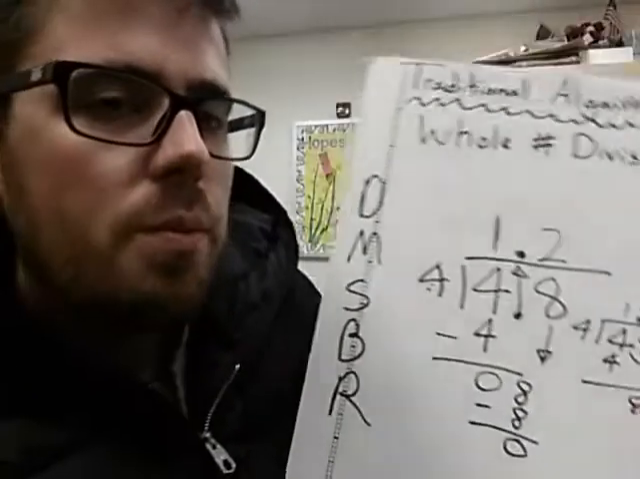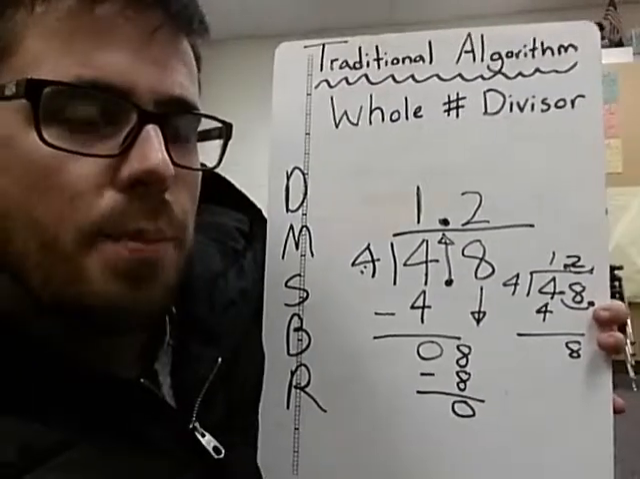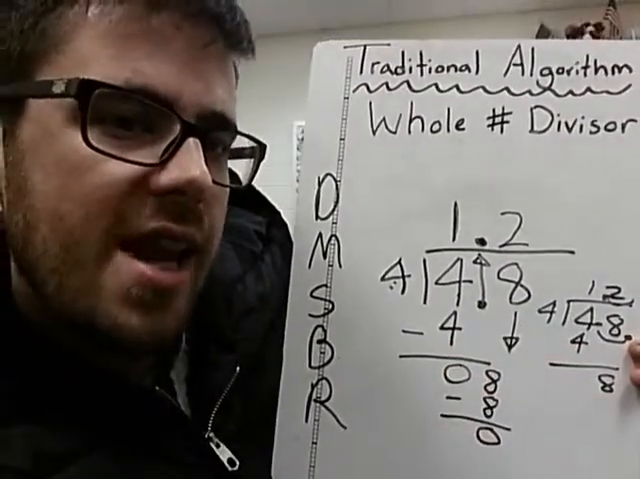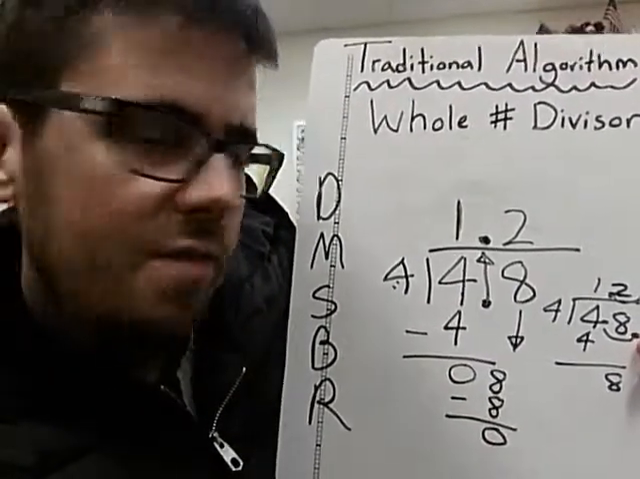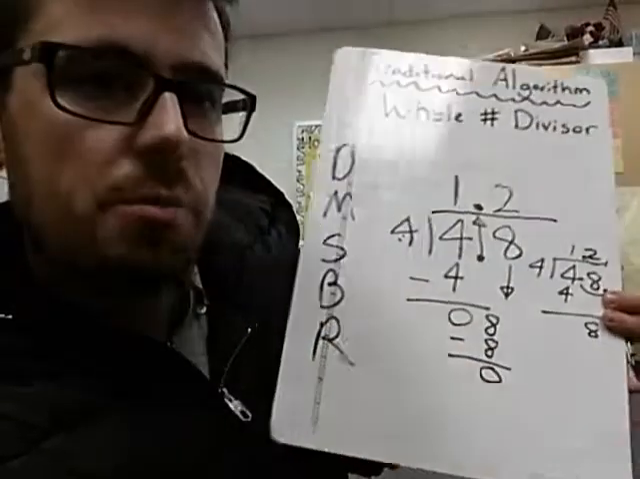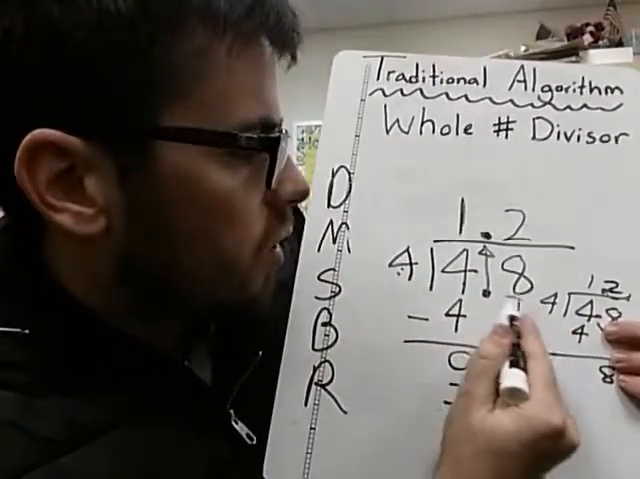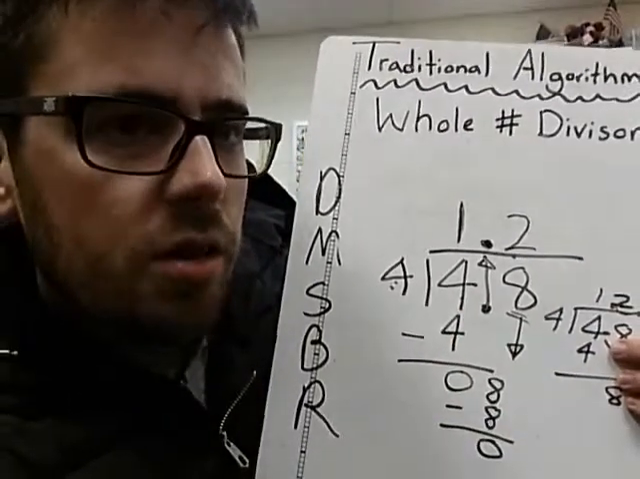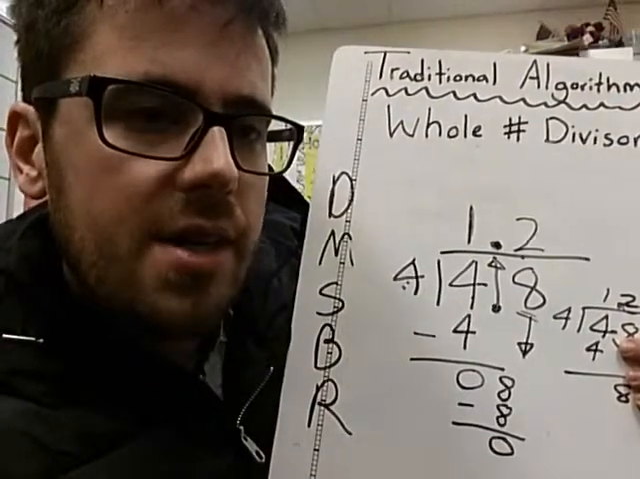Okay, so traditional algorithm, not too hard. All you got to do is set it up. The only difference is you have a decimal in your dividend. All you got to do is move it up, deal with it as a regular division problem, use your daddy, mommy, sister, brother, and you will be good to go. Just make sure that when you're working on your decimals portion, that's going to go after the decimal. Okay, so hopefully that made sense. Until next time.